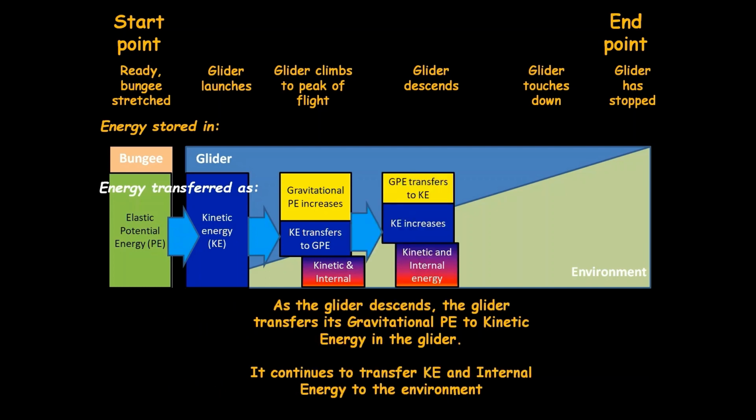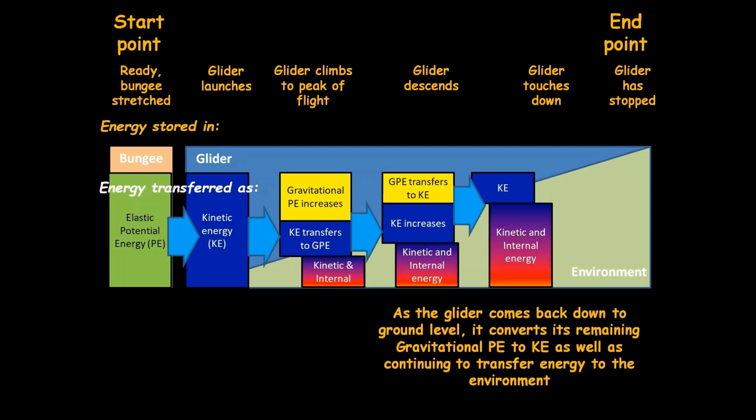So the glider gets to the peak of its flight, then it starts to descend, and it then transfers its gravitational potential energy back to kinetic energy. And it continues to transfer kinetic and internal energy back to the environment. At the point that it gets down to ground level, it's got no gravitational potential energy stored compared to where it started, just the same amount, so that's all been transferred into kinetic energy or transferred to the environment around it.